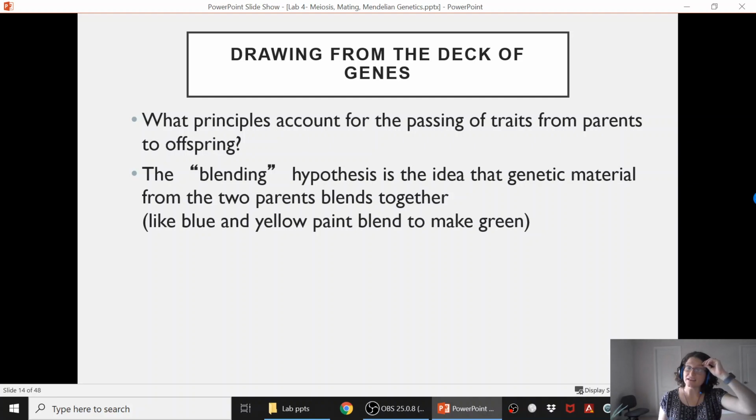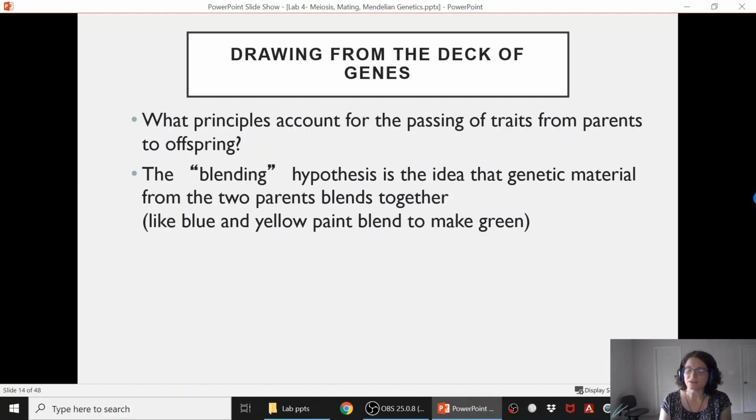Originally, there was this blending hypothesis, the idea that genetic materials from 2 parents blend together. Blue and yellow paint make green. And this likely came from observations of parents of different hair color or skin color. They tended to have children halfway in between. So that's what's called a polygenic trait. We're not going into that today, but most traits are not polygenic in that you don't have one gene contributing a tiny bit here and there.